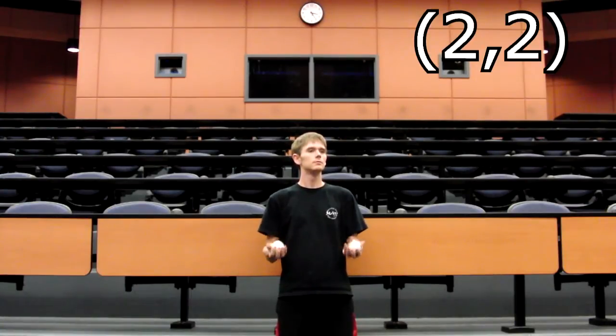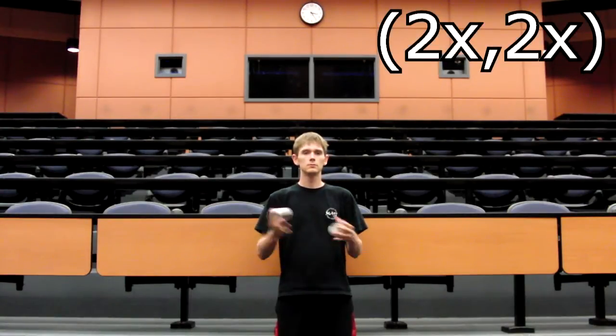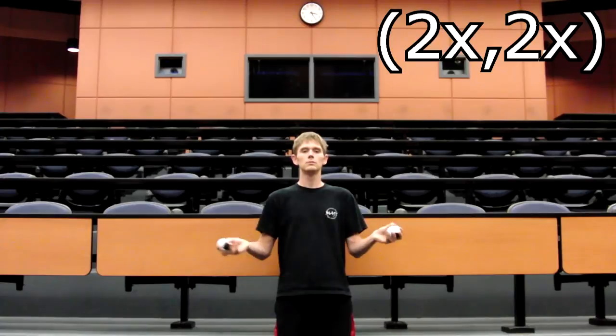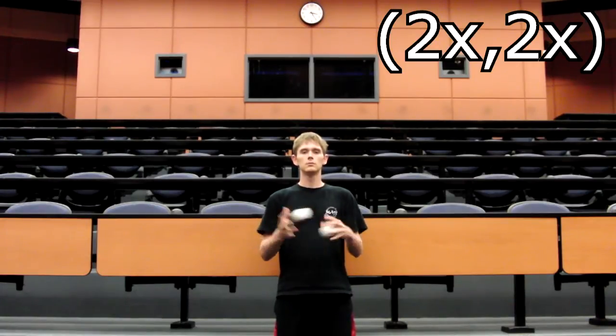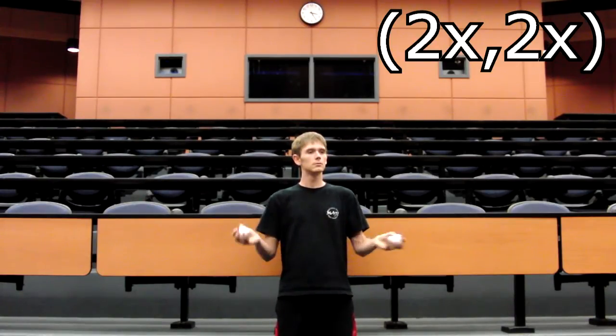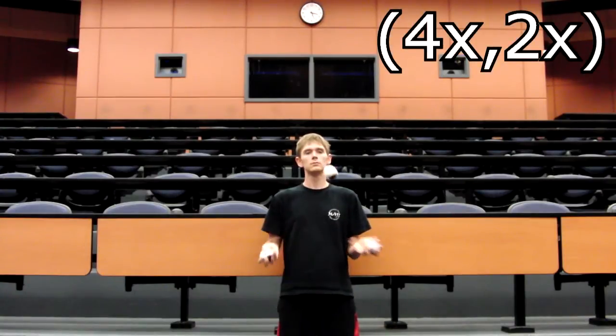Similarly, here's a bracket 2, comma 2, end bracket. If you wanted these to cross, it would be bracket 2x, comma 2x, end bracket. A 2x is very much like a 1 in asynchronous siteswap, but it takes a little bit longer. Here we have a bracket 4x, comma 2x, end bracket, which is normally referred to as a synchronous 3-ball shower.